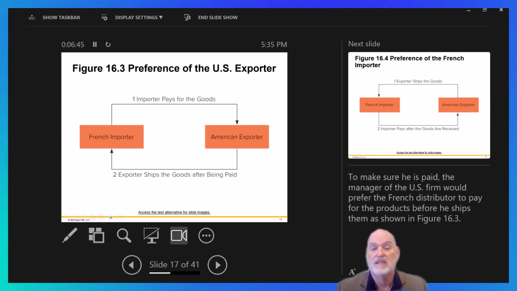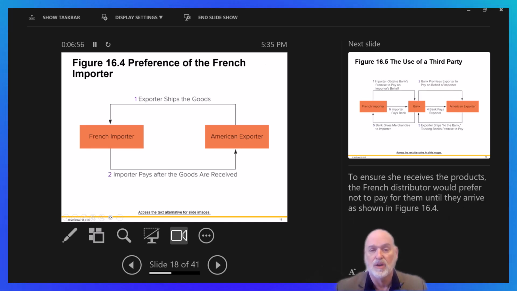Preference of the U.S. exporter: importer pays for the goods. You have an American exporter here. The exporter ships the goods after being paid to the French importer. And that's the cycle that works here.